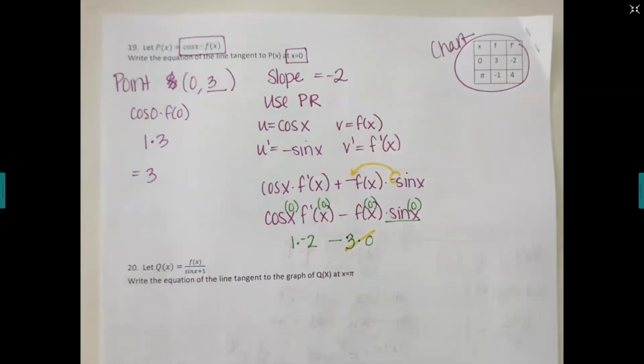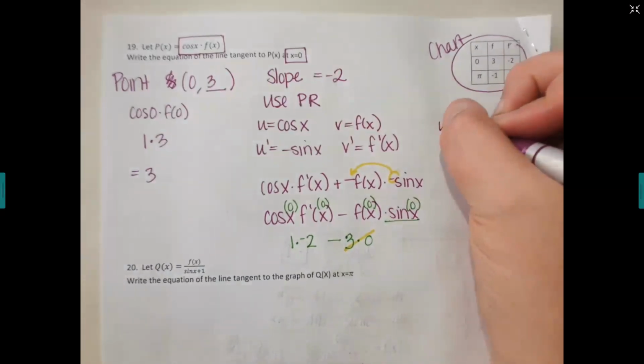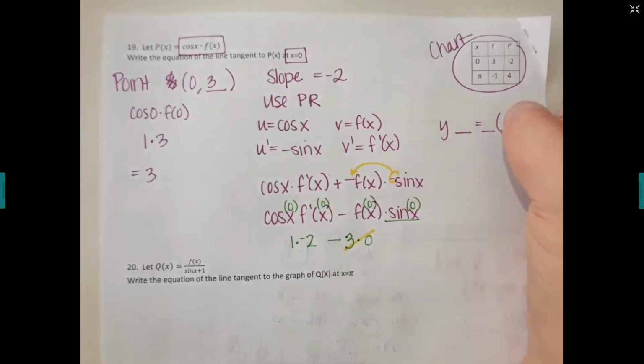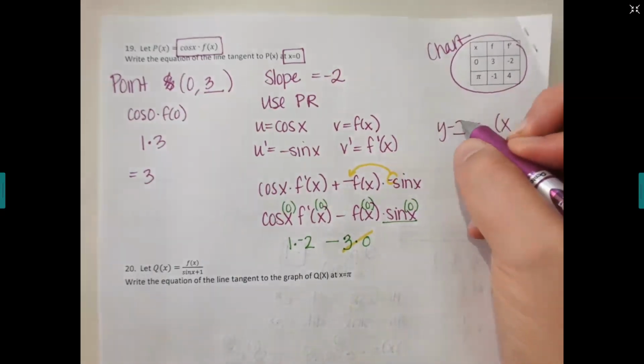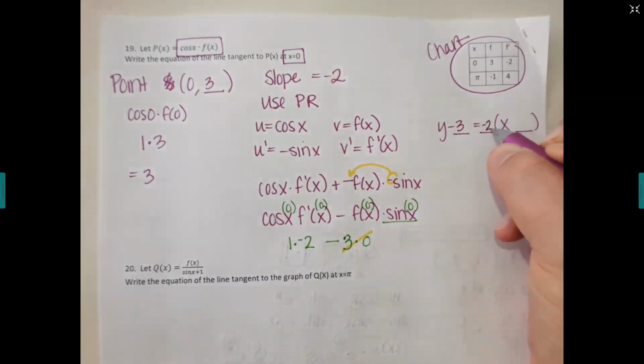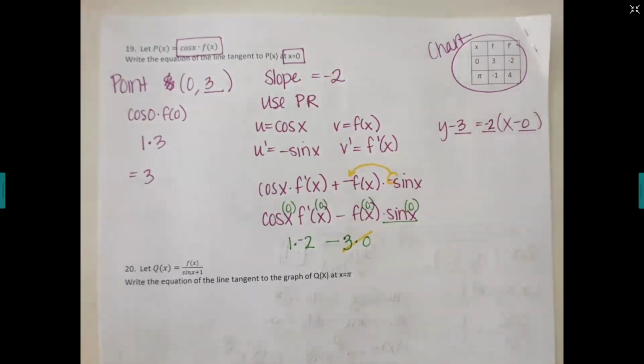Once you have your point and your slope, that's enough information for you to write the equation of your tangent line. Will you write it, please? It's going to be y blank equals blank x blank. Remember, slope goes in the middle. Your x and y fill in as opposites of the original values. So it should be y minus 3 equals -2, x minus 0.